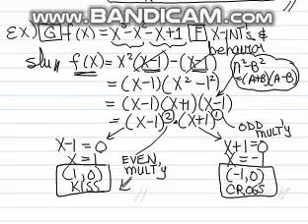Even multiplicity is a kiss, and odd multiplicity is a crossing.